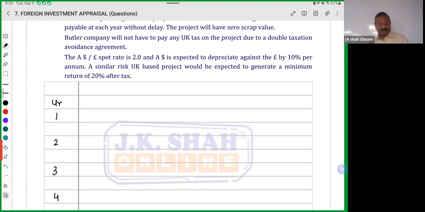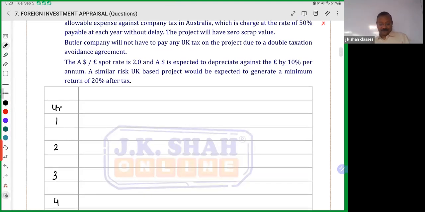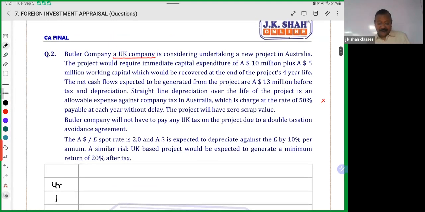The project has a 4 year life. The net cash flows expected to be generated from the project are 13 million Australian dollars before tax and depreciation. Straight line depreciation over the life of the project is an allowable expense against company tax in Australia, which is charged at 50%, payable each year. So the tax rate is 50%. The project will have zero scrap value.